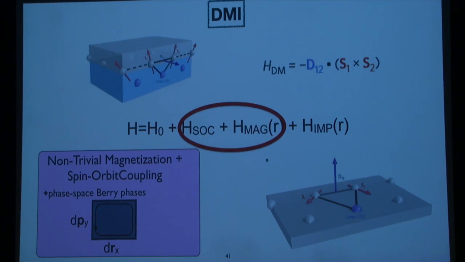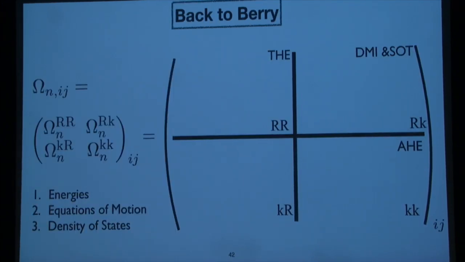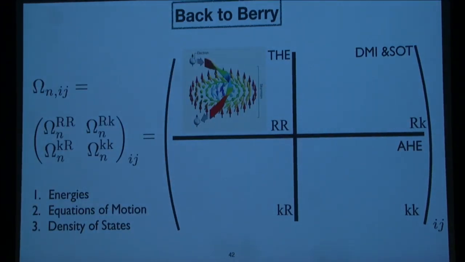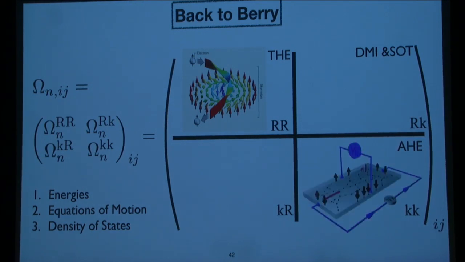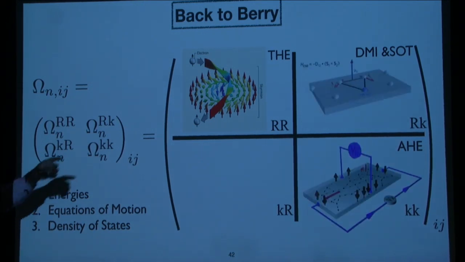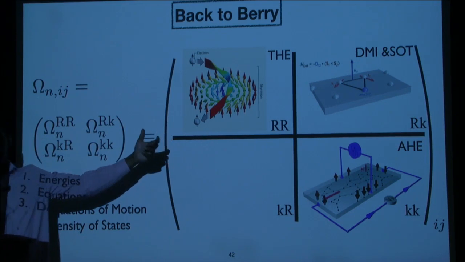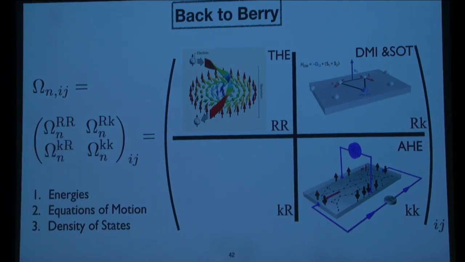Okay, yeah. So just to summarize, you have this topological Hall effect that happens in real space, this anomalous Hall effect in momentum space, and then what I was saying was you have this Dzyaloshinskii-Moriya interaction and the spin orbit torque.